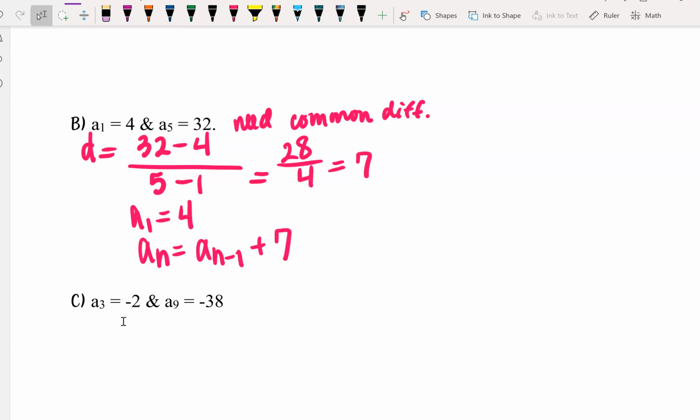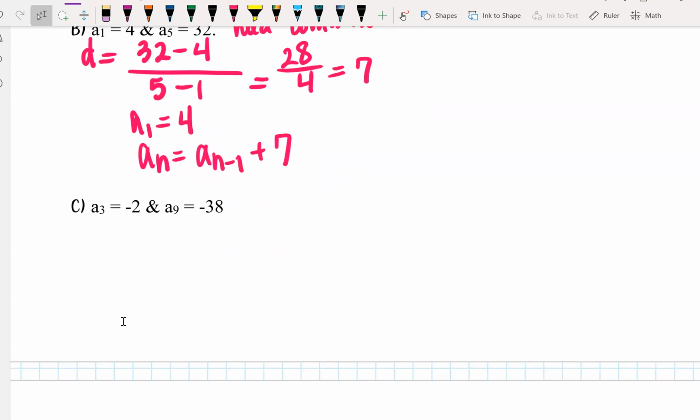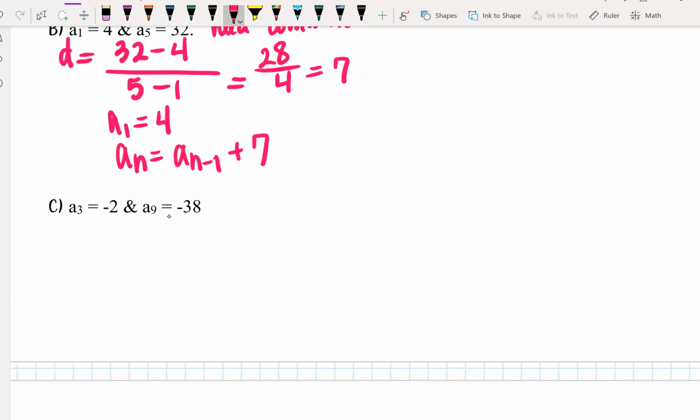So the next one I want to talk about is part C. So we have our third term, which is -2, and our ninth term, which is -38. So we need to write the explicit form, but we don't have our first term. We don't have a common difference. So the first thing we're going to do is find what d equals. So we're going to take our actual terms and subtract them and then divide them by the term numbers that they are.